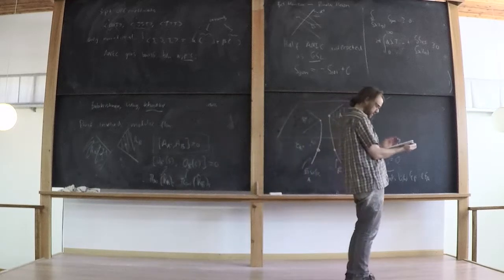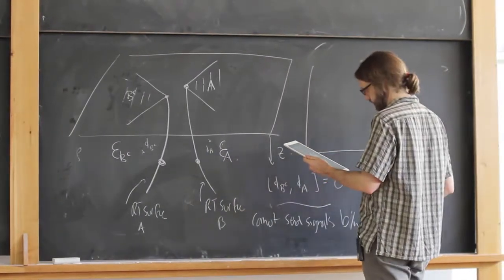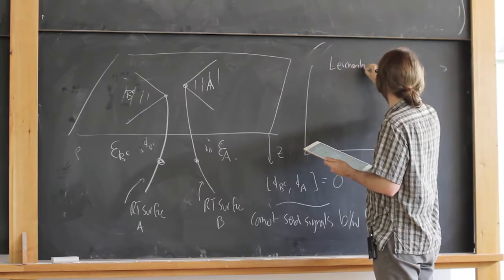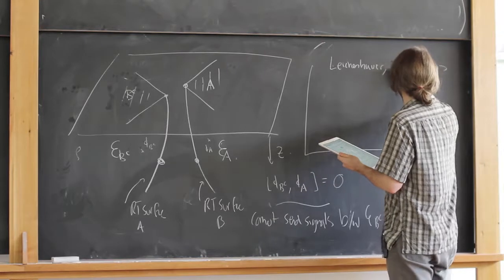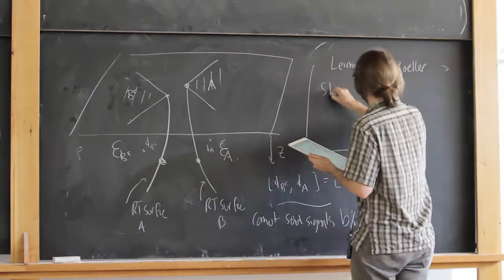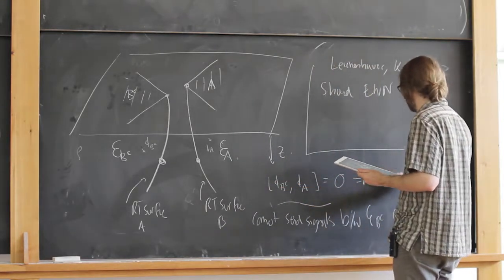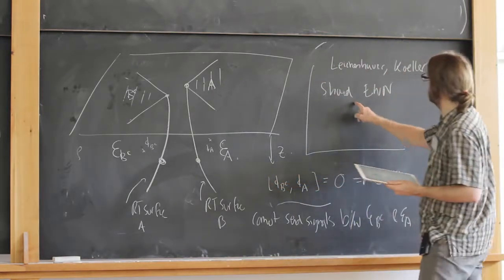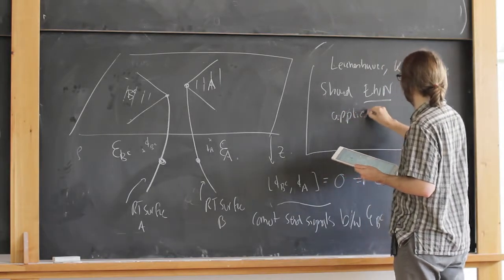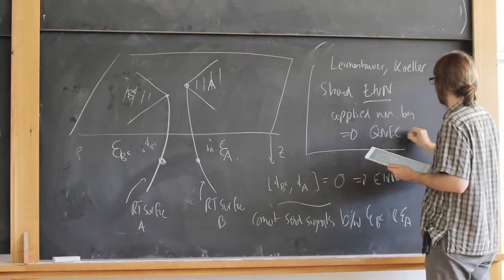The final reason why this likely has something to do with the QNEC itself is that there's a very nice paper by Leichenauer and Koeller, where they showed that this idea that these things should commute, which is related to entanglement wedge nesting, applied near the boundary, so as z goes to 0 in this picture, implies the quantum null energy condition in holographic theories.